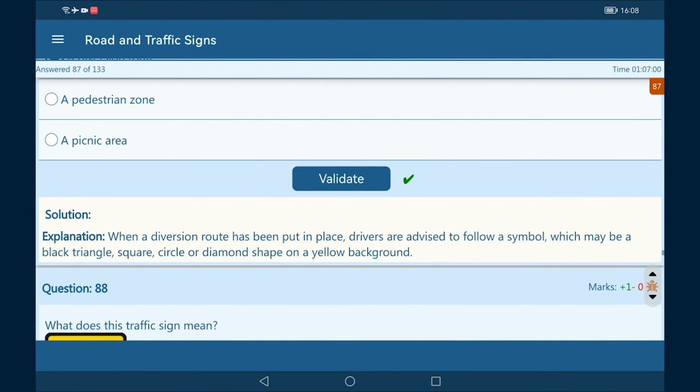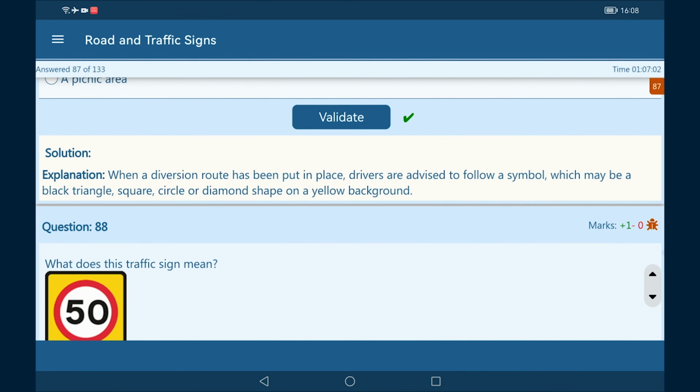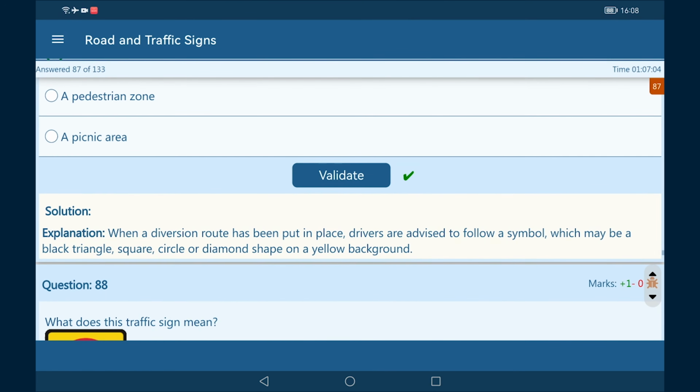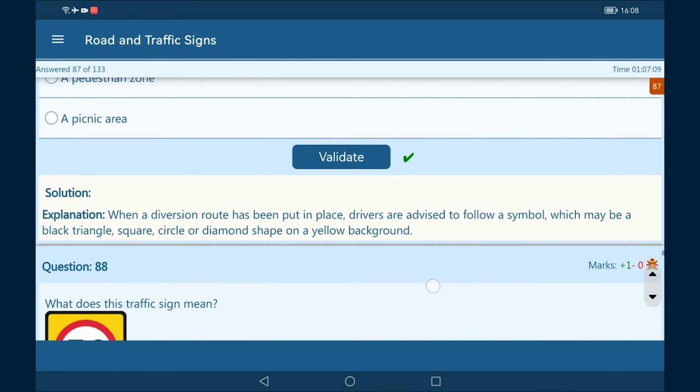Explanation. When a diversion route has been put in place, drivers are advised to follow a symbol, which may be a black triangle, square, circle, or diamond shape on a yellow background.